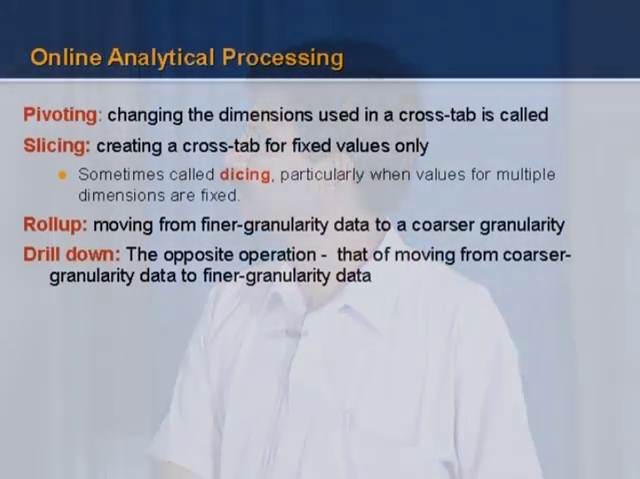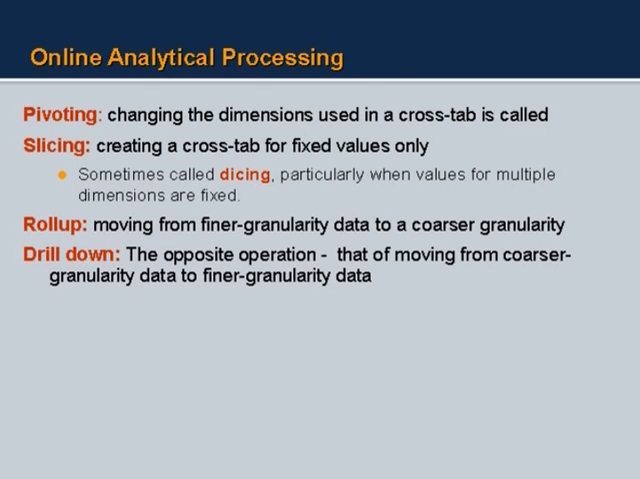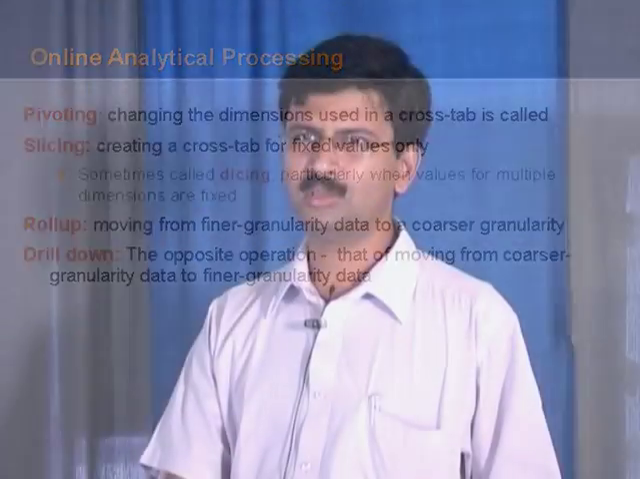So that is called drill down. Roll up is the opposite. I am currently looking at the individual color values. Now I'll just roll up and see all as the color and look at some other attribute. So these are operations on the data cube, which you use to visualize the data.